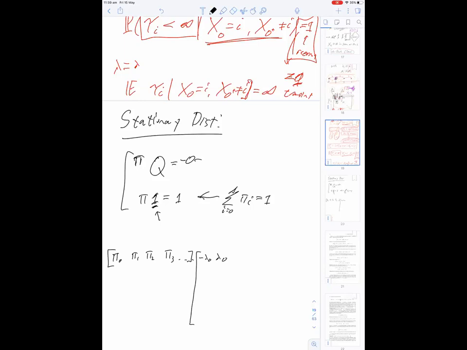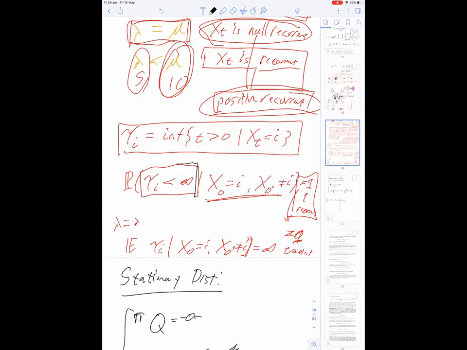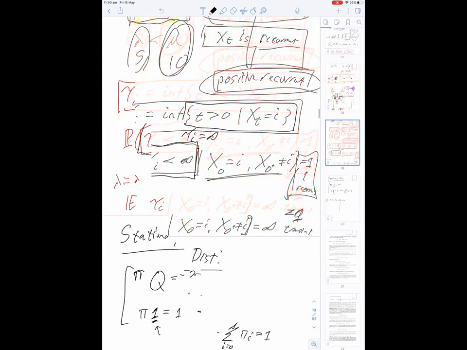Hold on, a question from Madhusa: why is the hitting time probability the same as saying it is finite? The hitting time probability is, no, so we're speaking about the probability of the hitting time being finite, meaning you return to that state with probability one. The alternative is that tau_i can be infinity if that infimum is never attained, because the infimum of an empty set is denoted as infinity.